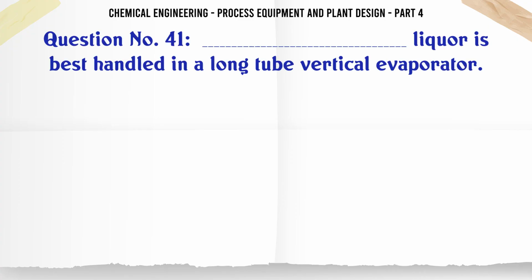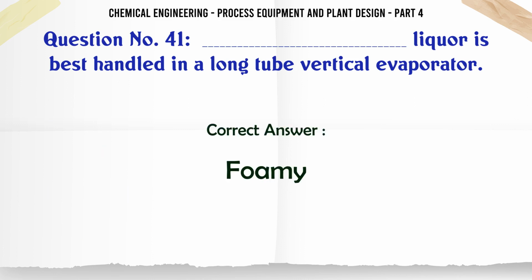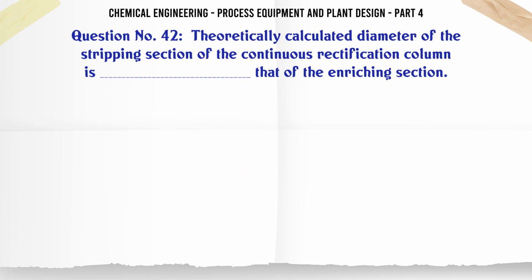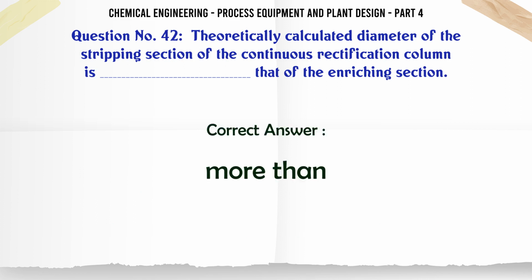Liquor is best handled in a long tube vertical evaporator, a. foamy, b. scaling, c. viscous, d. salting. The correct answer is foamy. Theoretically calculated diameter of the stripping section of the continuous rectification column is that of the enriching section, a. less than, b. more than, c. same as, d. either more or less depending upon relative volatility. The correct answer is more than.